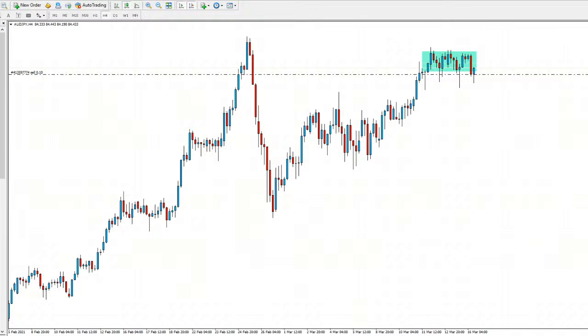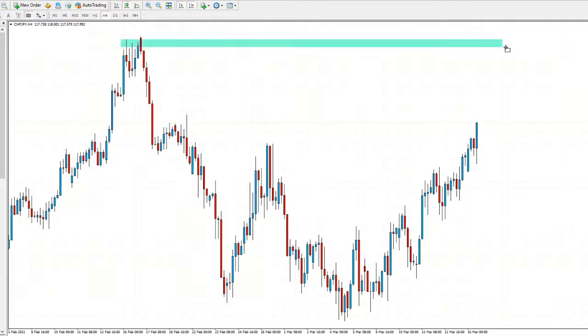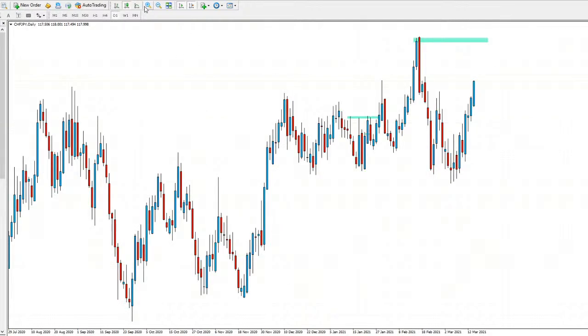Okay, so we're going to have a quick look at CHF and Euro CAD. Okay, so I'll start with CHF. For this pair, I'm expecting to see further continuation to the upside. I think we could be seeing price coming all the way back to these highs here and potentially even higher than that, because you can see in the daily time frame we had a strong close yesterday.